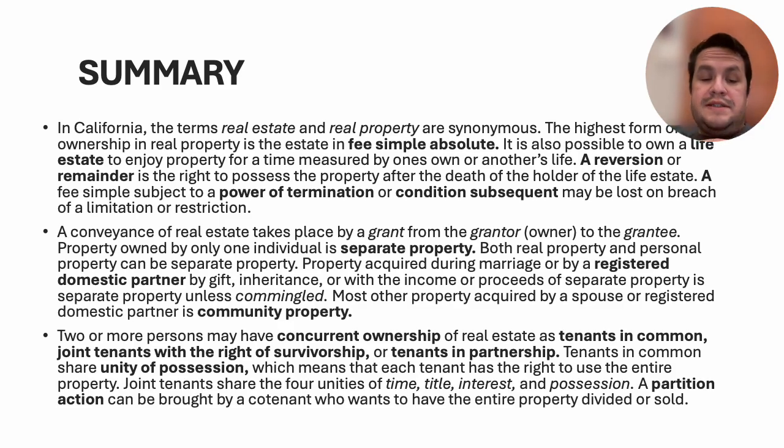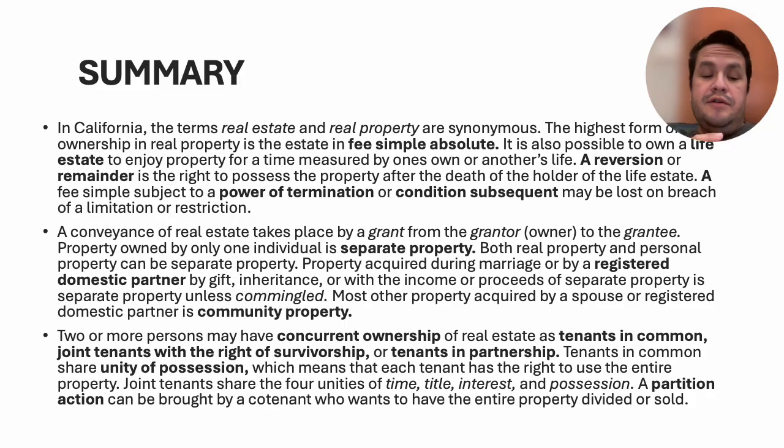Two or more persons may have concurrent ownership of real estate as tenants in common, joint tenants with the right of survivorship, or tenants in partnership. Remember, joint tenants, right? You take title as joint tenants, and if somebody dies, the property automatically goes to the person who lives, right? So, joint tenants, someone passes away, it goes automatically to the other person.